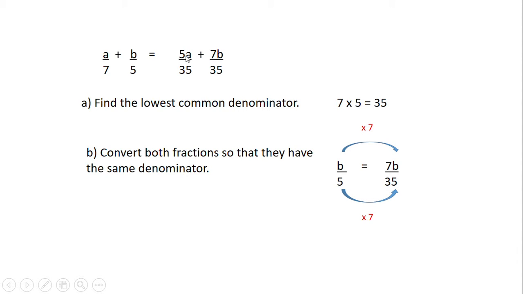We've got 5a over 35 plus 7b over 35. The answer is going to have the same denominator, and all we're going to do is add the two numerators. We would simplify them, but we can't actually simplify these any further. So that is our final answer, 5a plus 7b over 35.